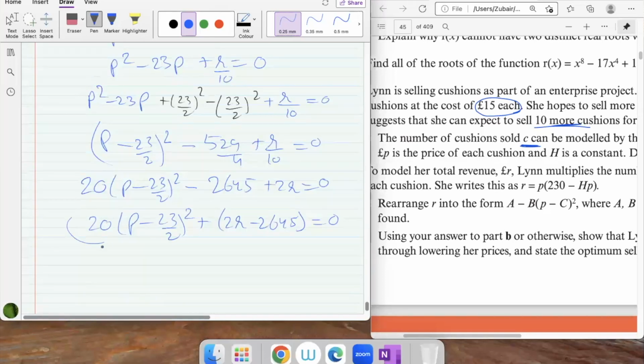So B, and this constant is A, and this is C.